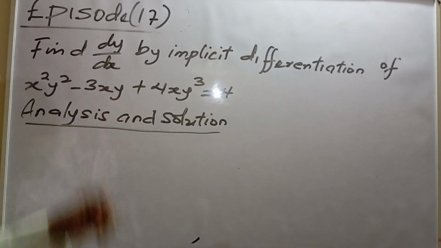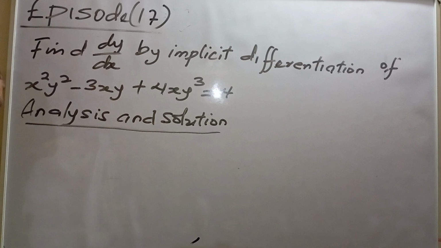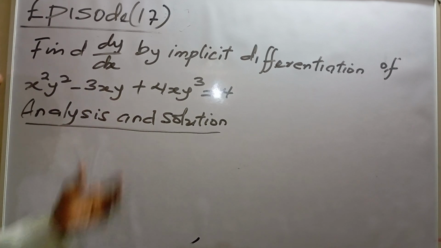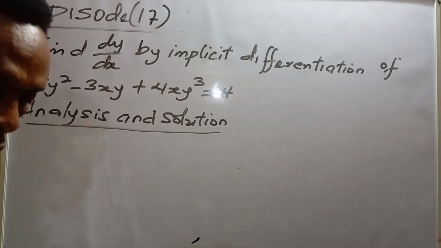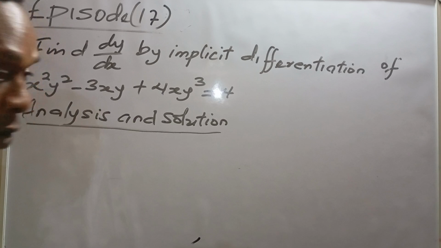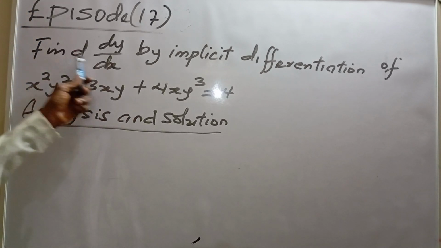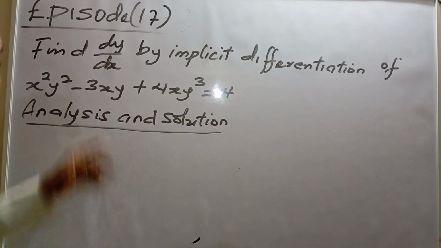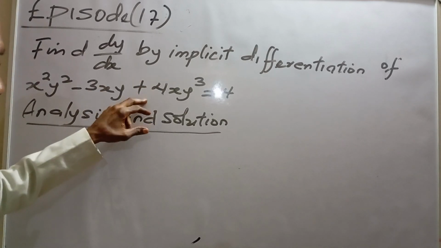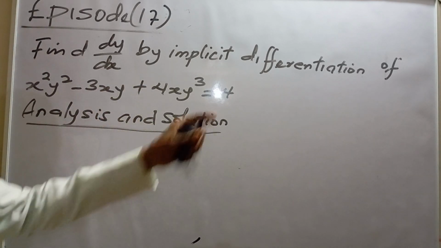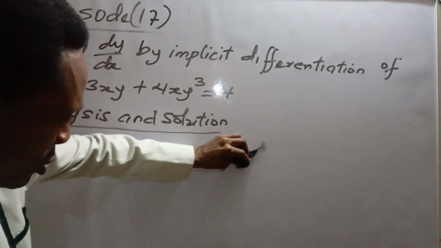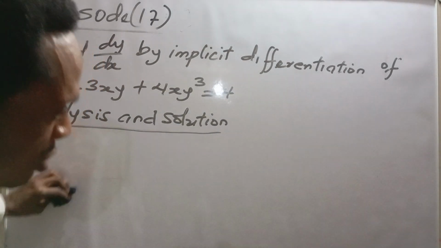So this kind of question is implicit differentiation, under calculus. We are expected to look for dy/dx. We are asked to find dy/dx. How do you find dy/dx of this kind of problem? Before we start, let me first show you one or two examples.